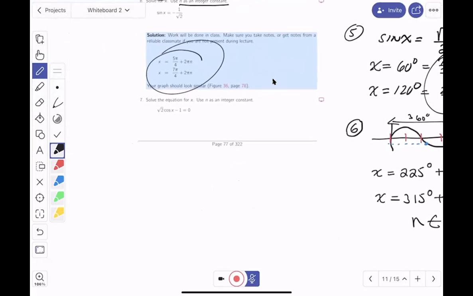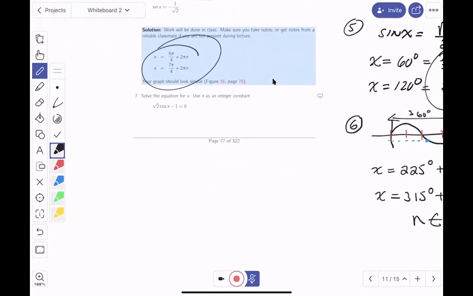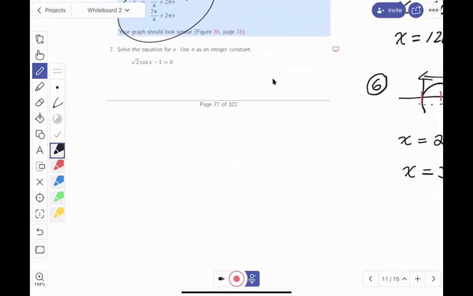All right, number 7. Again, that integer constant thing is not bothering me so much anymore. I want to point out what bothers me: this is not written in the form I want. So my first goal is to write it in that form. I'm going to write it as cosine x equals 1 over root 2.